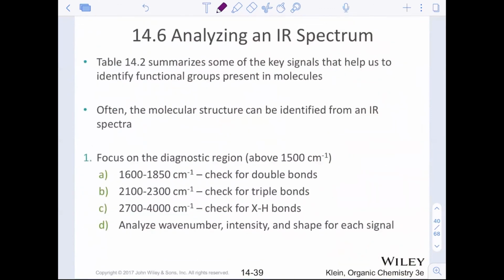So to analyze a spectra, we're going to look at table 14.2. You can look it up in your textbook now, but we're going to look it up together. And we are going to focus on the diagnostic region. We're going to check for double, triple bonds and atoms to hydrogen. And we're going to look at the wave number, the intensity, and the shape. And that's how we are going to identify what we need to know about the molecule's functional group.